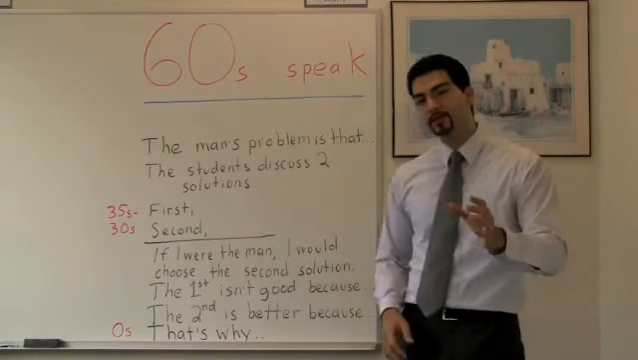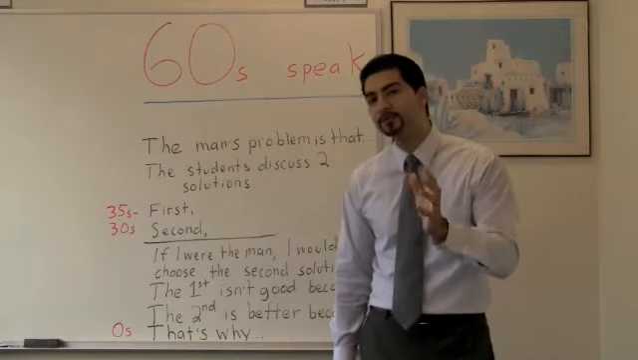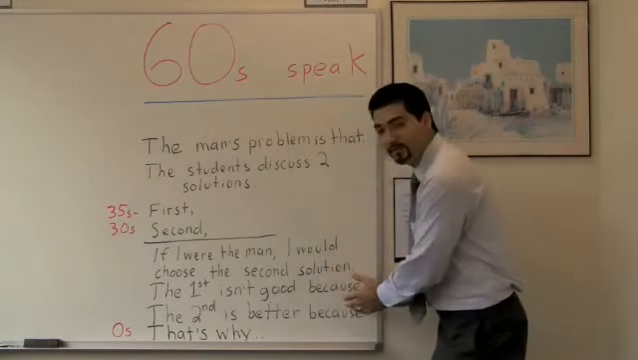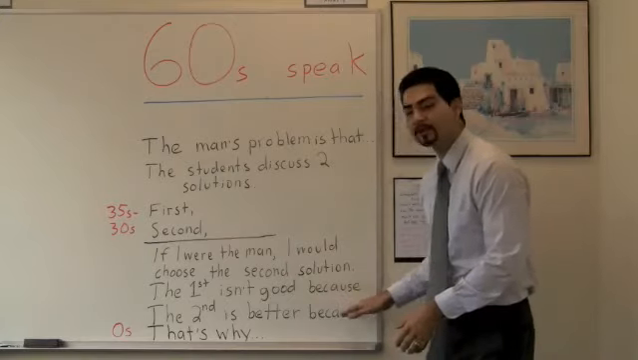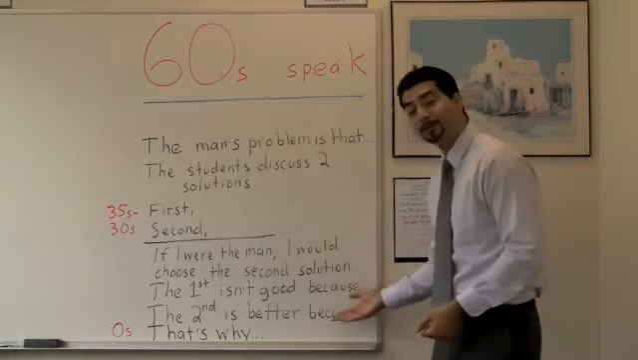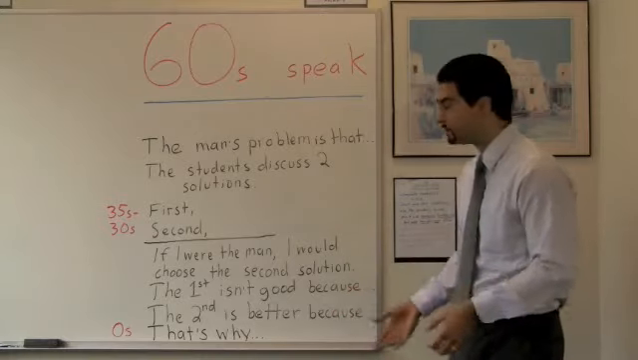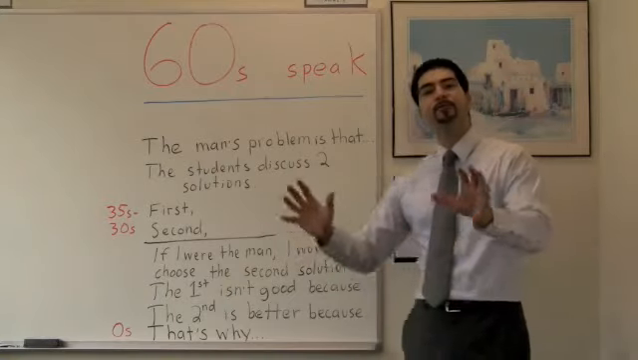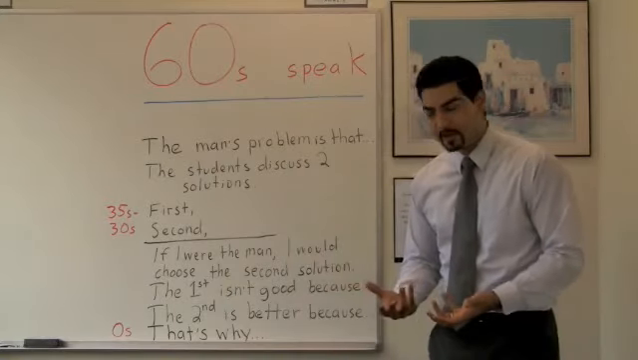Now, this is where you actually use the responses that you heard in the conversation. What you're going to do is you're going to use the negative response for solution 1 here. You're going to say the first solution isn't good because it's not very good, and explain why it wasn't very good from the conversation. Then you'll say the second is better because, and you'll use the positive information.